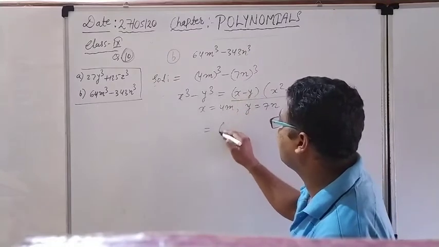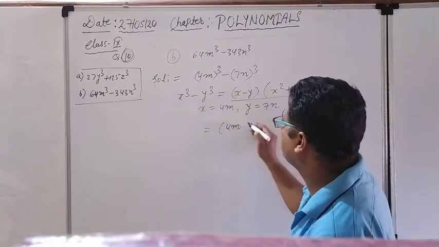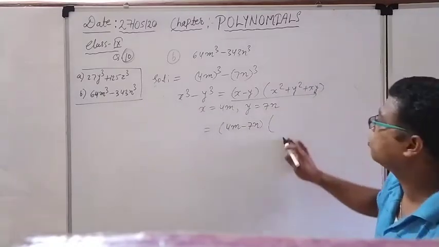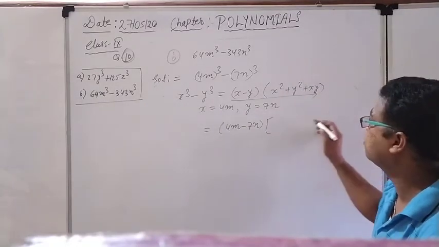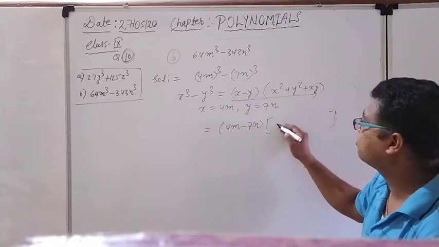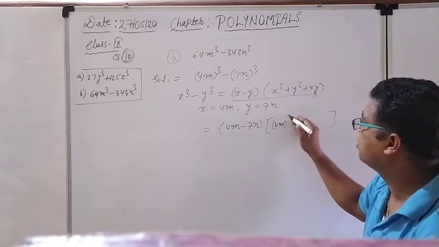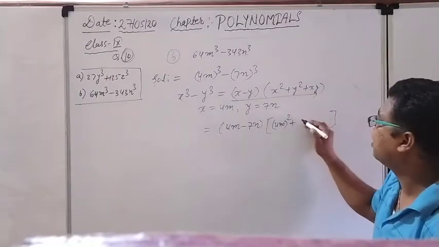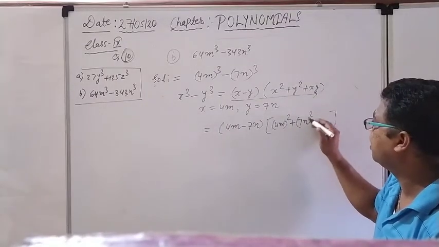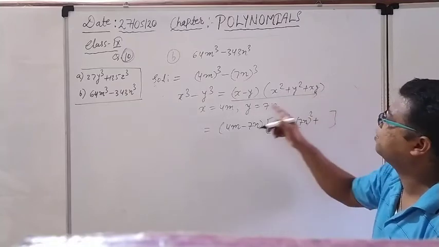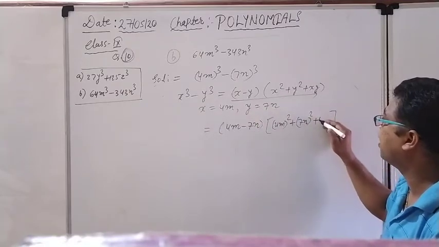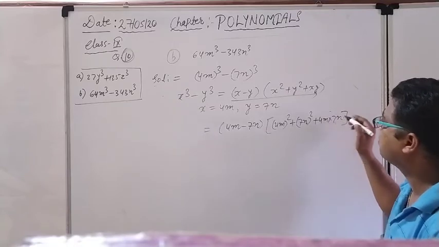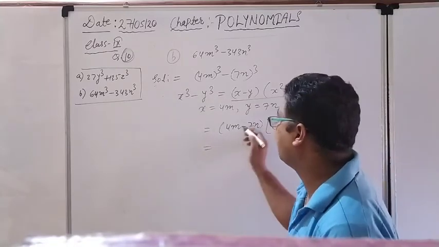What is there in place of x? 4m. So here x minus y means 4m minus 7n, and here we have to substitute the values because square terms are coming, so we will use the big bracket here. x square means 4m whole square. Okay, same way I am doing whatever I solved in the previous question. Plus y square means 7n whole square. Okay, and plus xy means multiplication of both x and y, means 4m into 7n. All the things are the same. I am doing whatever is written in front of me.